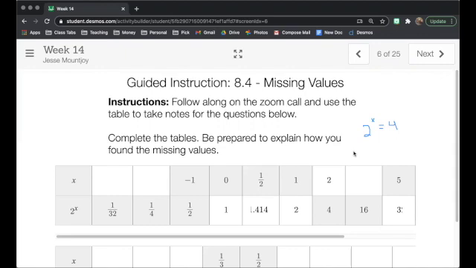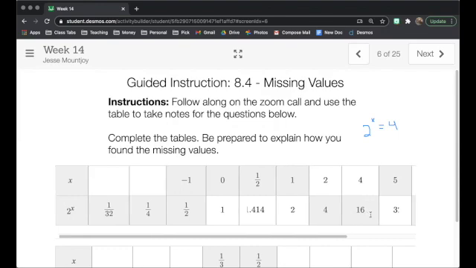Okay? And remember when we found 2 to the 5th power, we got 16 along the way. That was after 4 of them, right? 2 times 2 is 4, times 2 is 8, times 2 is 16. So I got 2 to the 4th power is equal to 16.